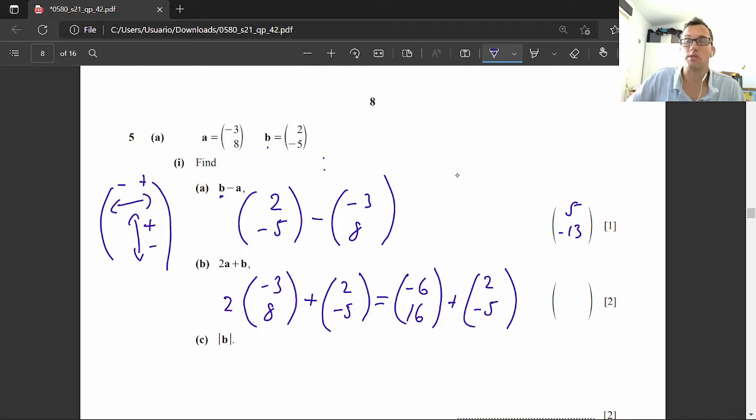So minus 6 plus 2: we go 2 up the number line, that's minus 4. And then 16 plus minus 5 is 16 minus 5, which is 11. And you've done it.